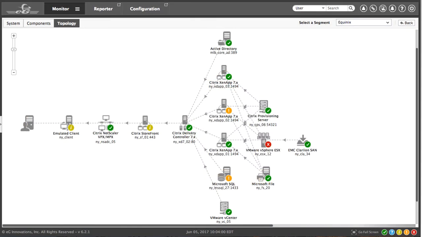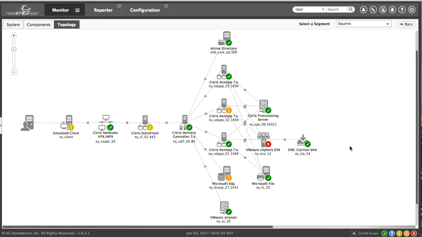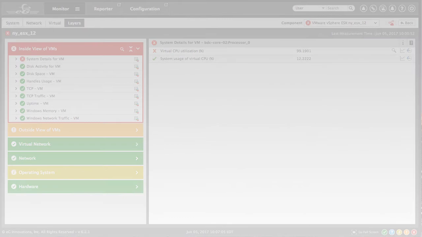The root cause of a problem is highlighted in red, indicating that it's a critical alert, whereas other alerts are represented in orange or yellow, depending on their severity. In a single click, administrators can drill down into the problematic tier and analyze performance metrics for troubleshooting.